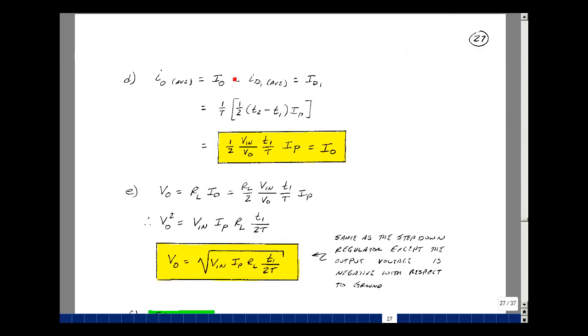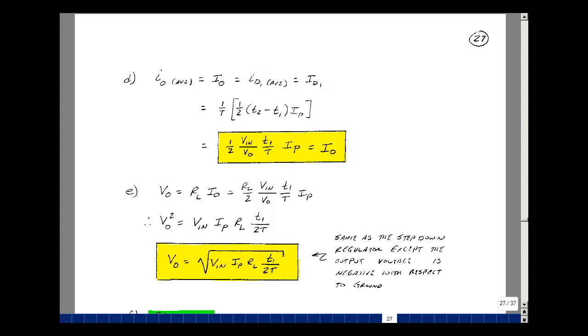Our average output current we're calling capital I sub capital 0. But because the capacitor current has an average current of 0, that just has to equal the average diode current, which we call capital I sub capital D1. What does a diode current look like? Well, it's a triangle wave.